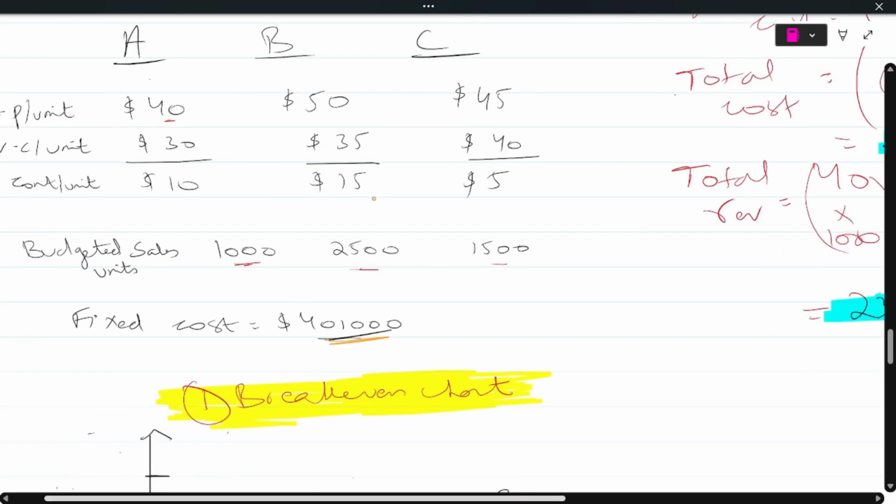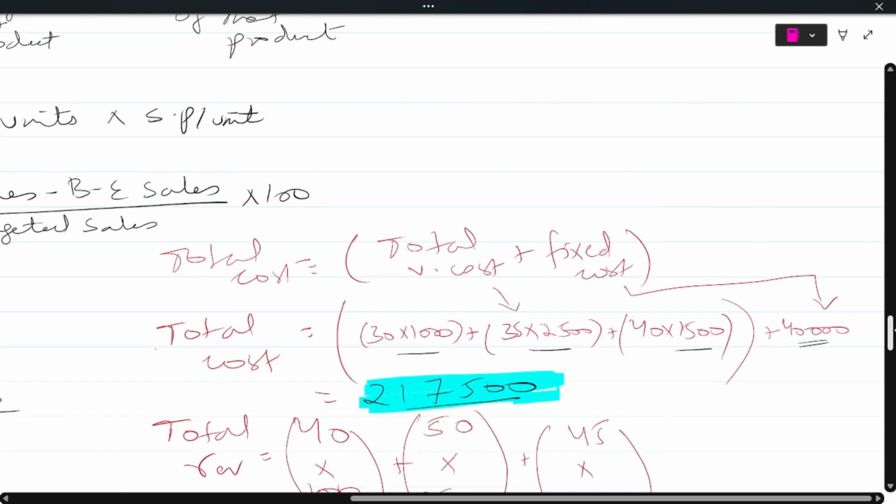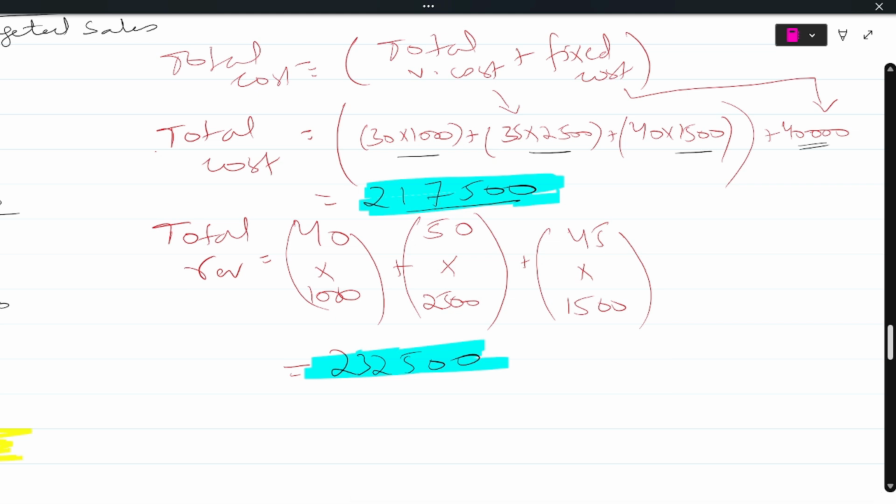No, because this is multi-product. So you will be calculating the profit of all these 3 products combined, which could be very easy to do. Why? Because remember, we already calculated the total revenue. We already calculated the total cost. So can I not just subtract the total cost from the total revenue to get my profit? Obviously I can. So that's exactly what I'm doing.